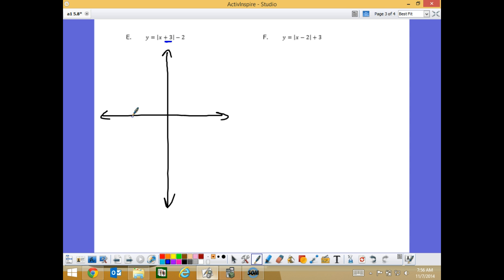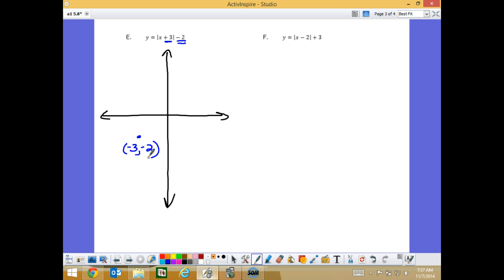Remember, adding or subtracting inside with the variable, with x, is opposite of what we would think. So adding 3 means moving it to the left. In this next one, subtracting 2 would move it 2 units to the right, and so on. Okay? And then on the outside, subtracting the 2 on the outside moves it down 2 units. So in this case, we're not only moving it 3 to the left, but we're also moving it 2 down. So that will move the vertex 3 to the left, then 2 down, to the point -3, -2.